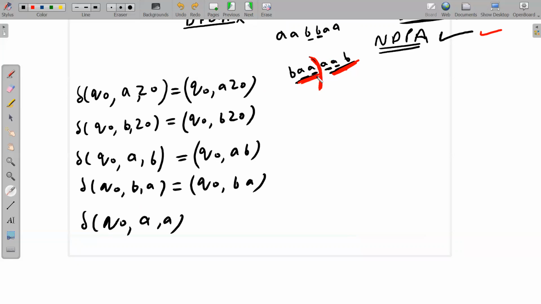That means what? We have to do cutting. So we have a choice here. We will apply 2 moves here. That will be Q naught A A. That means we can push these 2 A's, or you will move to state number Q1 and push nothing onto the stack. That means what? You have to start cutting.